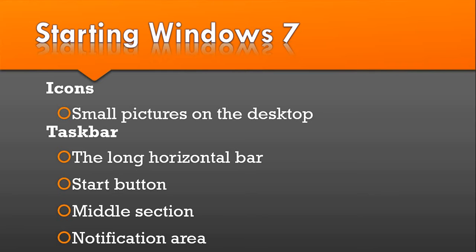Next is Middle section. In the middle section, you can add frequently used programs so that you can start that program quickly by clicking on that icon on the taskbar. It also contains the buttons with icons which tell us what programs are open now on the computer.